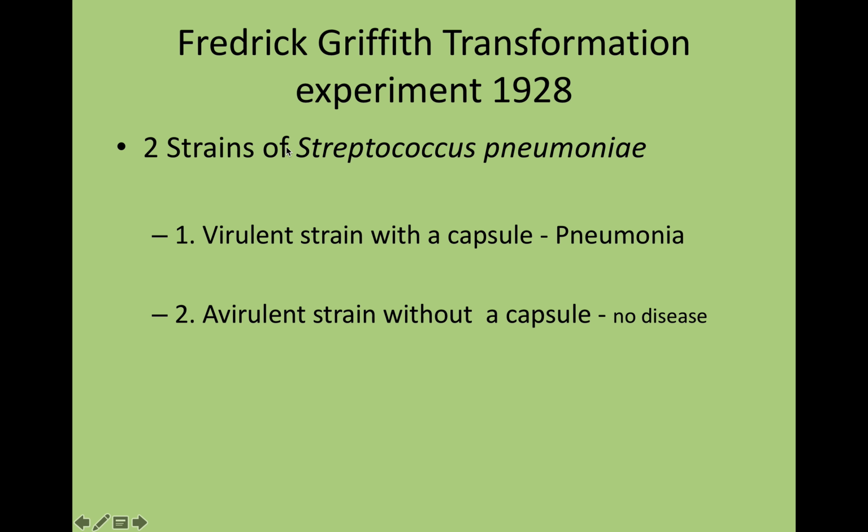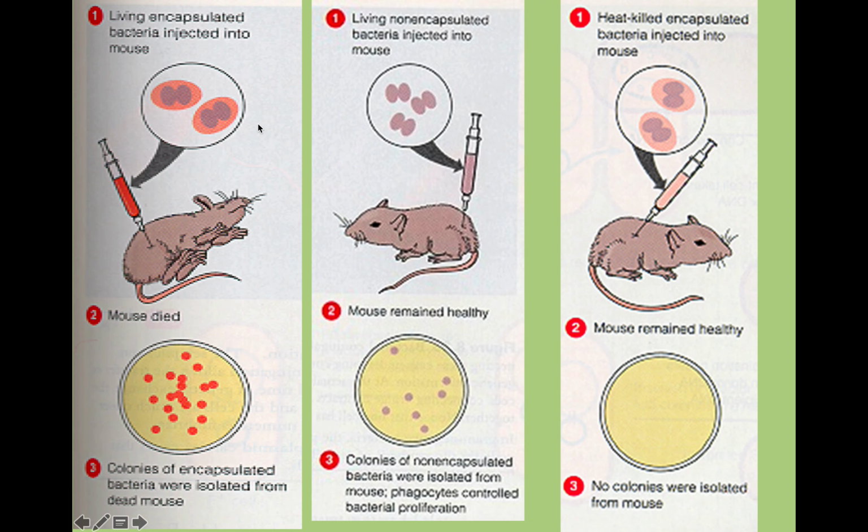What he did is he used two strains of Streptococcus pneumoniae. One was a virulent strain that causes pneumonia, and the other was a non-virulent strain that doesn't cause disease. So the virulent strain produces a capsule, the avirulent strain, no capsule, no disease. And what he did is he took the living bad bacteria, the encapsulated one, injects it in the mouse, gets sick, and the mouse dies.